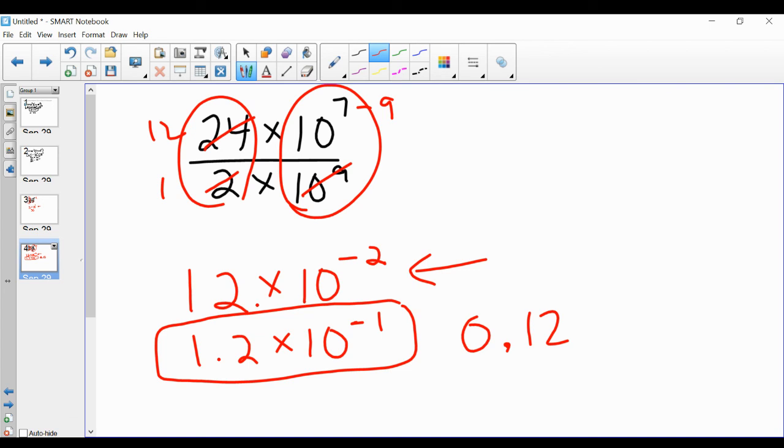So we're using our power rules for multiplying and dividing. Please keep your formula sheet handy while you practice problems.